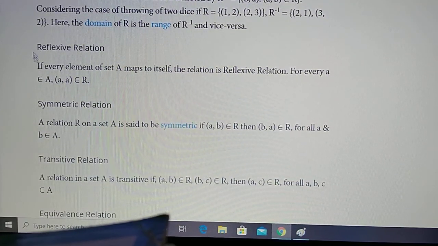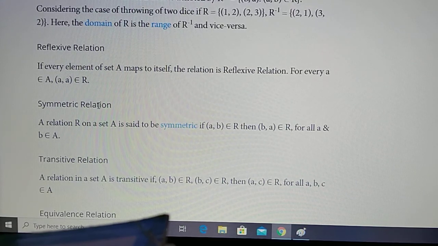Okay, another, reflexive relation. Reflexive, symmetric, or transitive. These are 3 very important points. Okay, so you need to listen to this very carefully, and I will make one more video for these topics. Fine. So look, if every element of set A maps to itself, the relation is a reflexive relation. For example, we have given a set A, where they make the relation (a, a), means same elements are there, so that is known as a reflexive relation.